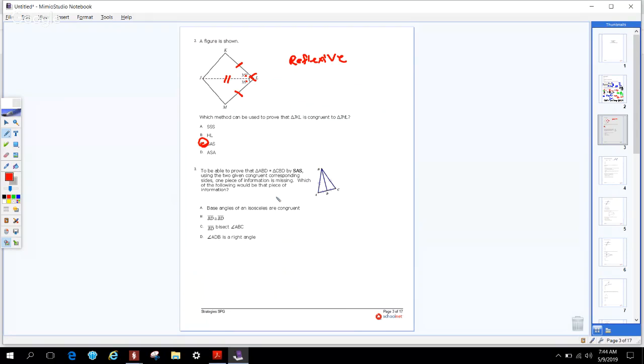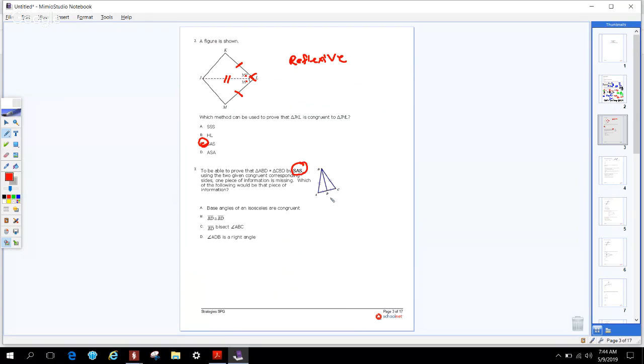Next one, to be able to prove that triangle ABD is congruent to CBD using SAS. That's right. So last year, my students complained the most about these types of questions when they tell you how you have to prove it. They said, Dr. Eric, I got so confused because I thought it was supposed to be this, but they said it had to be that. So just make sure, if it says side angle side, you use side angle side.